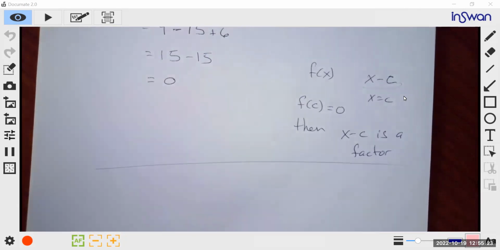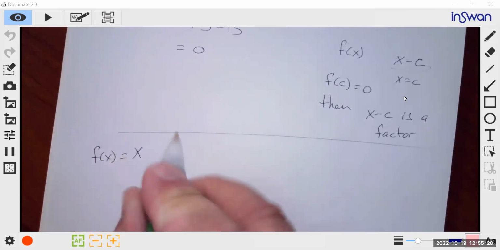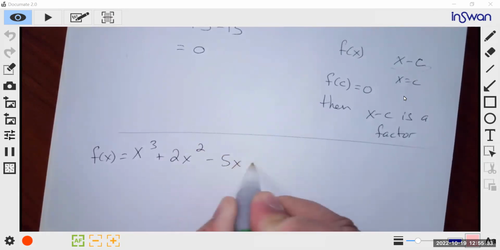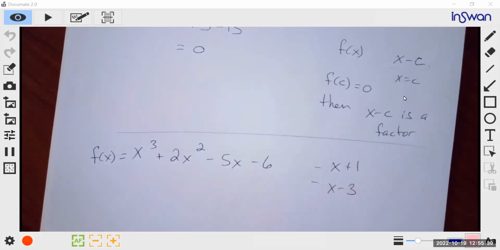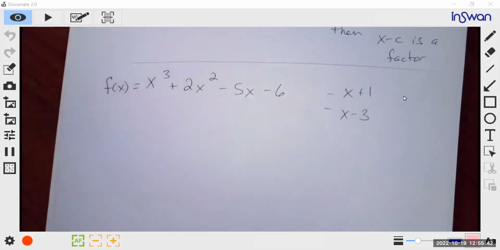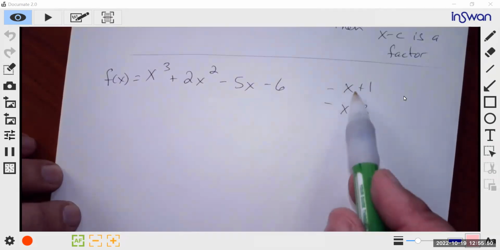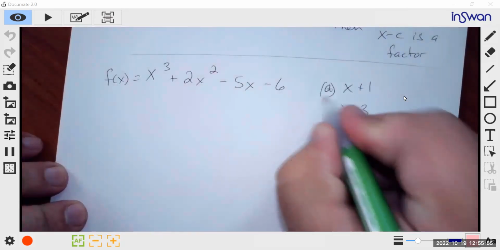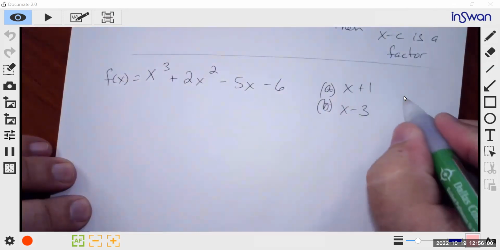Let's look at the next one we tried. This is f of x: x cubed plus 2x squared minus 5x minus 6. Remember, I said, let's try these questions. Let's divide them by these. Let's call this one A and this one B. So in A, if we solve it, what do we get? What does x equal if we solve it?